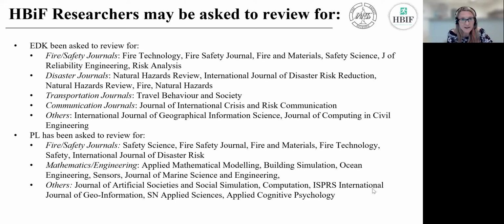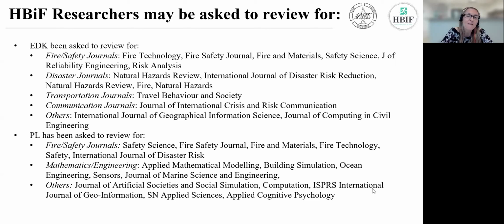So here are a few examples of the journals that myself and Pete have reviewed for, anywhere from fire safety journals, right? We have some listed on the screen, to disaster journals, transportation journals, as I'm moving some of my research in evacuation from the decision to some of the other decisions that follow, communication journals, and journals all over different disciplines. We've put those in the others, right? Journal of GIS, or the Journal of Computing and Civil Engineering. And Pete has also reviewed for mathematics and engineering journals, also computation journals, the Journal of Applied Cognitive Psychology. The fields that touch human behavior and fire are varied and they're many.